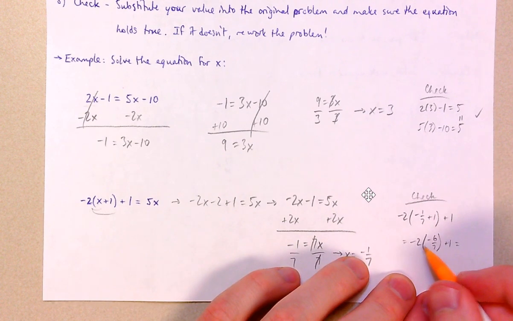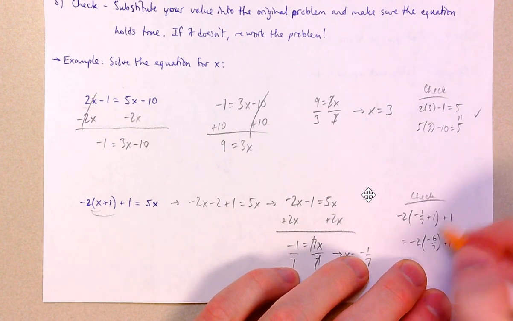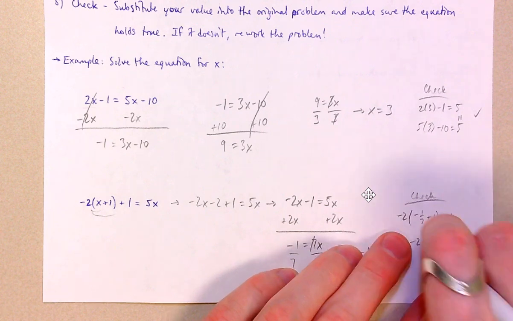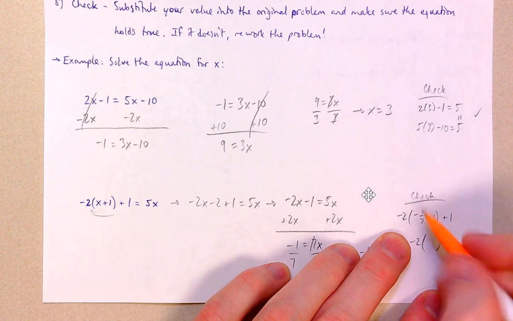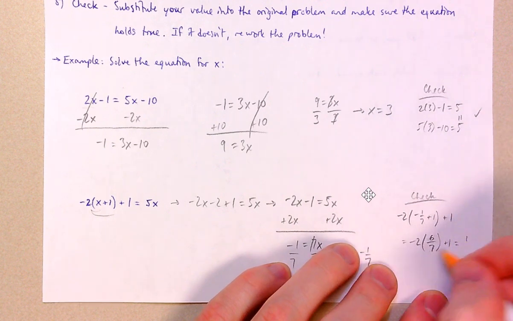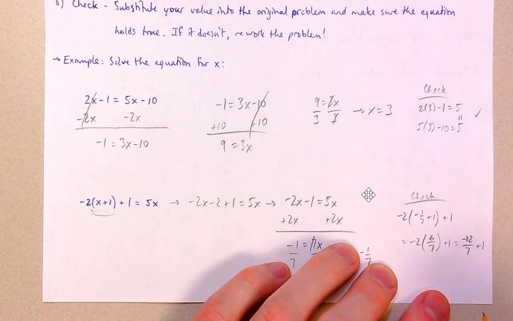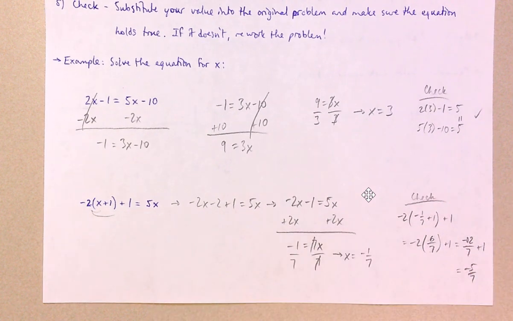And then I have a -2 times the -6 over 7. Oh, sorry, my apologies. That's going to be a +6 over 7. -2 times the +6 over 7 gives us a -12 over 7, and then plus 1. And then adding these two, you'll find that you get -5 over 7. Again, you can verify that by plugging that into your calculator.